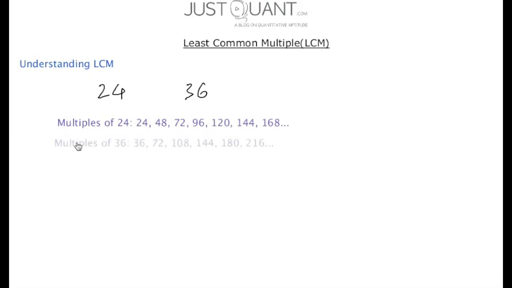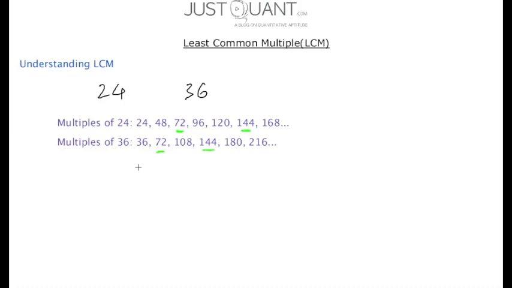Let's consider two numbers, say 24 and 36. Here, the multiples of 24 are 24, 48, 72 and so on, and the multiples of 36 are 36, 72, 108 and so on. And among these multiples, there are certain numbers such as 72, 144, which are common multiples to both 24 and 36.